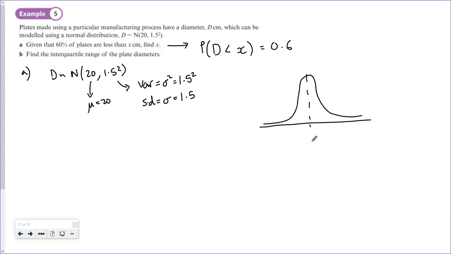Now we know that in the middle is the mean, which is 20, and we want the probability of being to the left of X to be 0.6. So we know that X has to be somewhere here, and we know that the area to the left of X is 0.6.